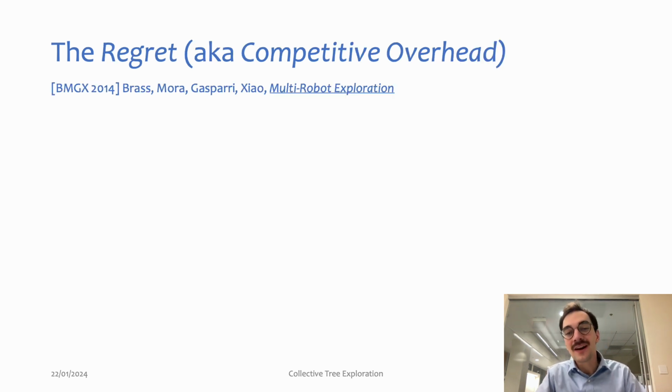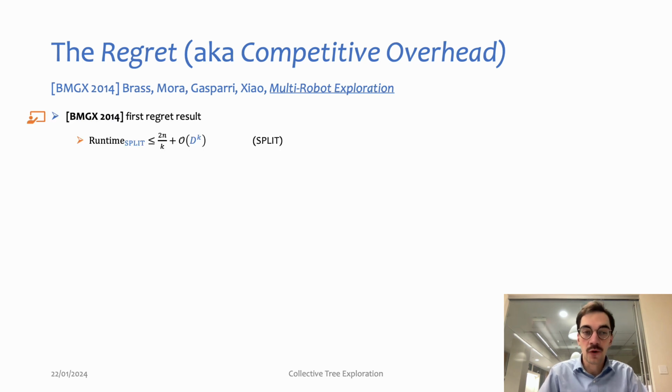Now, in parallel to the competitive ratio approach, a regret approach, or competitive overhead approach, was developed by Brass, Mora, Gasparri, and Xiao in their paper on multi-robot exploration, starting in 2014. They proposed an analysis of split, this distributed algorithm, in 2n divided by k plus d to the k.